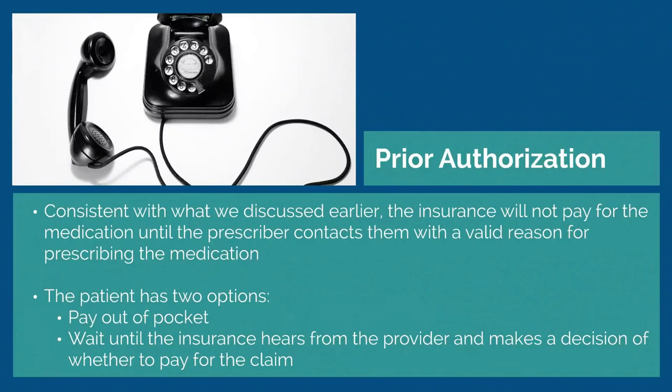Then we have prior authorizations like we just discussed. Consistent with what we discussed earlier, the insurance will not pay for the medication until the prescriber contacts them with a valid reason for prescribing the medication. So the patient has two options at this point. They can pay out of pocket, like we said last time, or they can wait until the insurance hears from the provider and makes a decision of whether to pay for the claim.